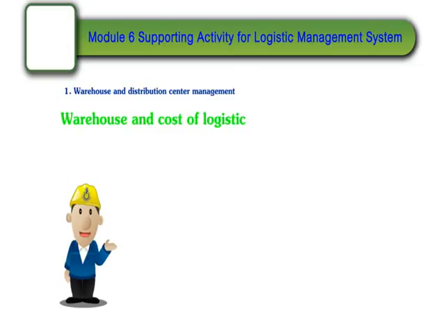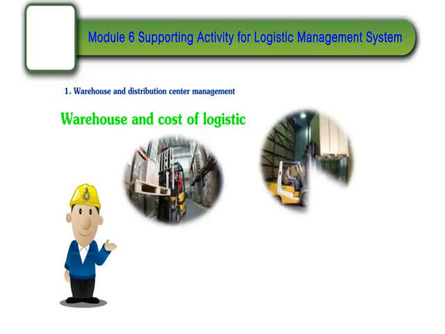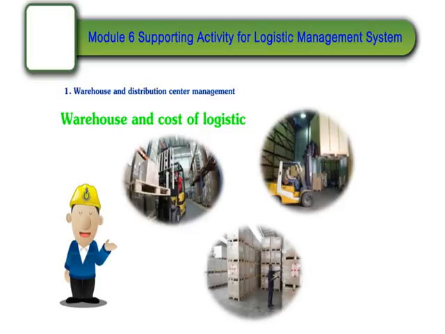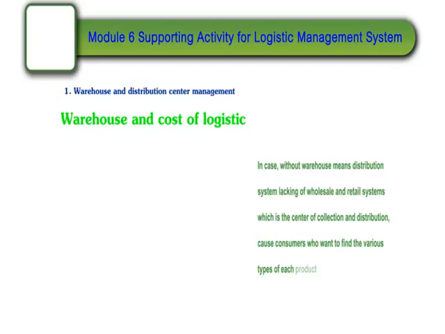The first function is to determine the appropriate warehouse. In determining the appropriate warehouse, managers must first understand the major impact on the activities of the warehouse. Consider the case without a warehouse, meaning a distribution system lacking wholesale and retail systems, which are the center of collection and distribution. Consumers must search for the various types of each product until they find the desired ones.